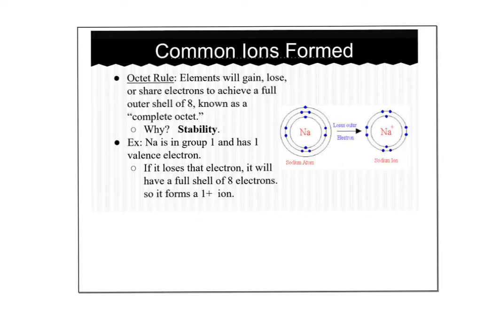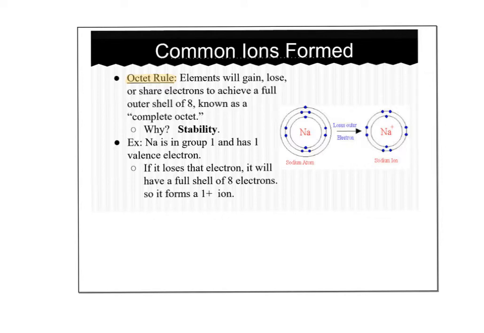So one vocab word that I need you guys to know is called the octet rule, and it's that elements will gain or lose or share electrons to achieve a full outer shell of 8. So remember, the outer shell is where the valence electrons are. We want to have 8, which we call a complete or a full octet. So each element wants to feel like the noble gases, right? The noble gases have that full outer shell.